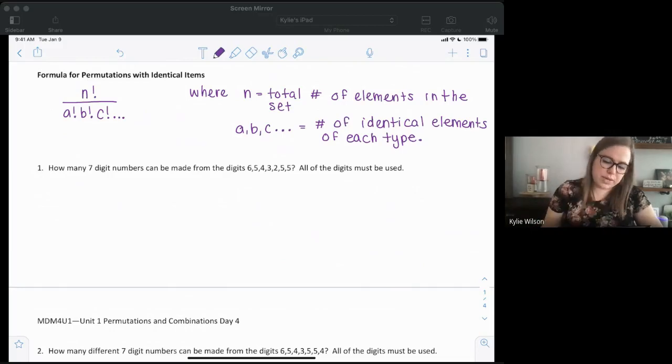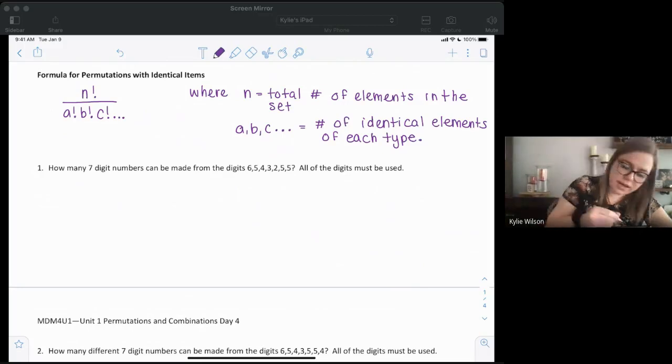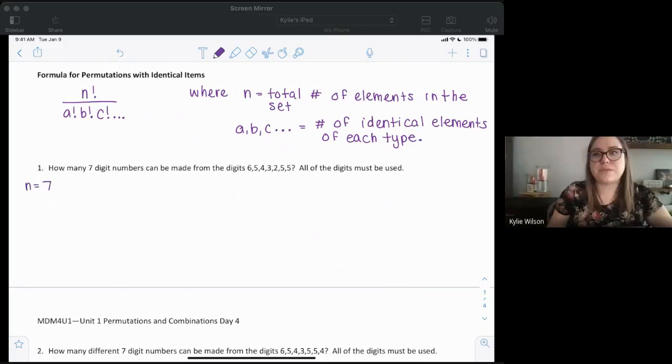So for 1, we want to determine how many 7-digit numbers can be made from the digits 6, 5, 4, 3, 2, 5, 5. And all of the digits must be used. So let's start by using the formula to determine this. So n is my total number of elements. So there are 7 total elements.